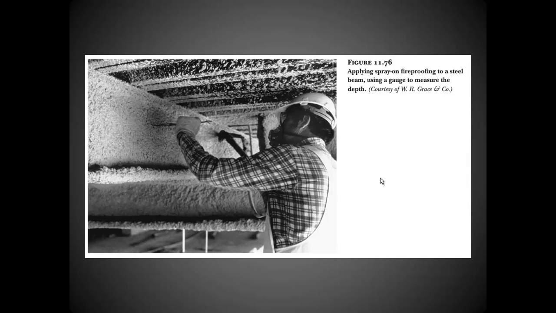If you look up above a suspended ceiling in a lot of buildings, you'll see sprayed on insulation over the steel beam, which looks kind of nasty. That's why we put a ceiling below it. But in this case, he's using a gauge to measure the depth of the fireproofing to make sure it has significant or enough depth to provide the protection of the steel that is necessary.